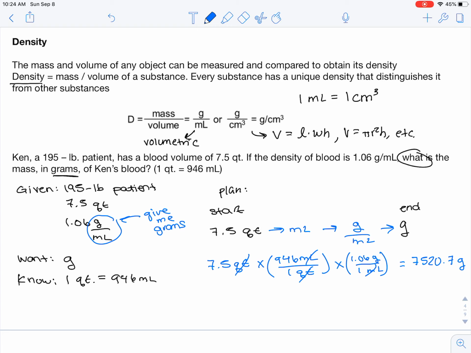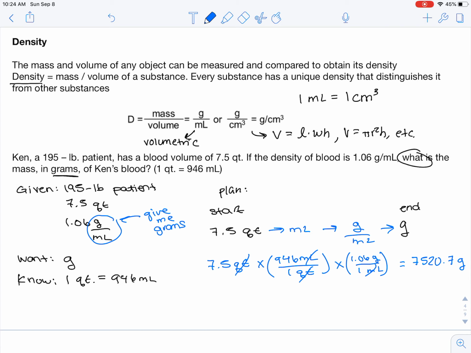And I'm finished, because if you read the problem, Ken, a 195-pound patient, has a blood volume of 7.5 quarts. The density of blood is 1.06 grams per milliliter. What is the mass in grams? So you don't need to use the fact that he weighs as much, because we know his blood volume and the density to just get the mass in grams.